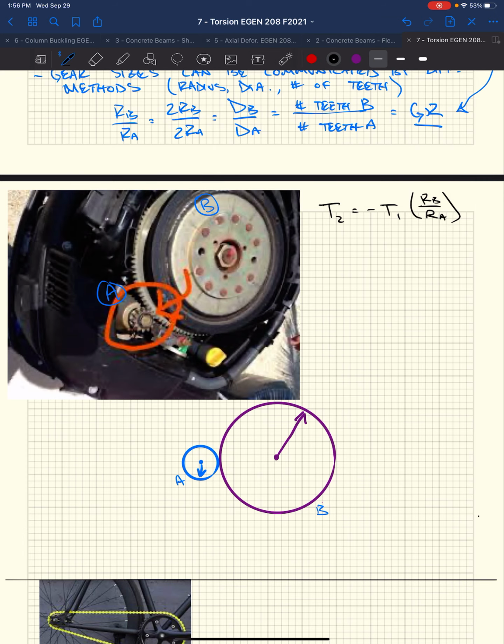I'm not going to do that yet. This is essentially saying the torque at B equals minus the torque at A times the radius of gear B over the radius of gear A.